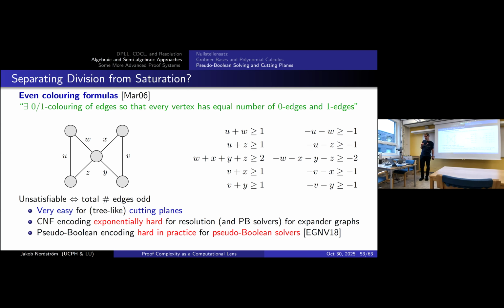But now I can try with this so-called pseudo-Boolean encoding instead and see what a pseudo-Boolean solver does with that. And now the answer is that division-based solvers seem to do much better than saturation-based solvers. Although even for division-based solvers, at least back in 2018, these formulas were seriously challenging. So here's a theoretical question. Is it possible that these formulas actually separate cutting planes with division from cutting planes with saturation? I don't know. Or, could we find another separating example? I think this would be interesting.